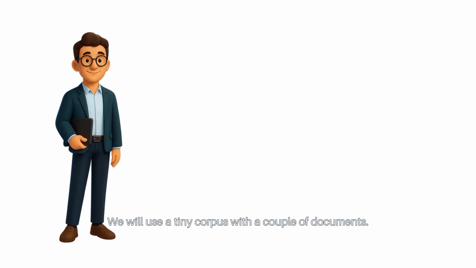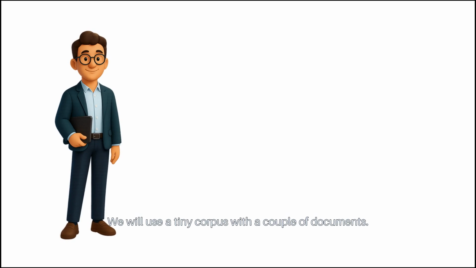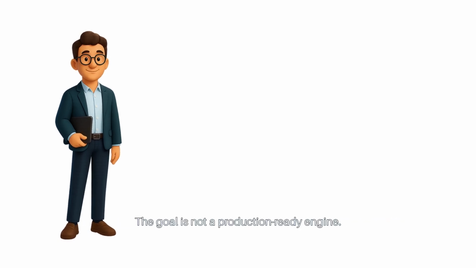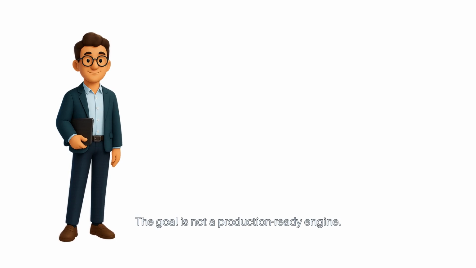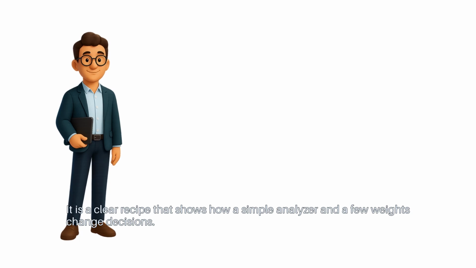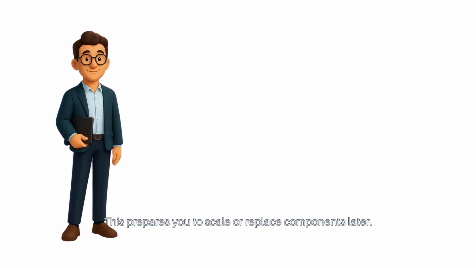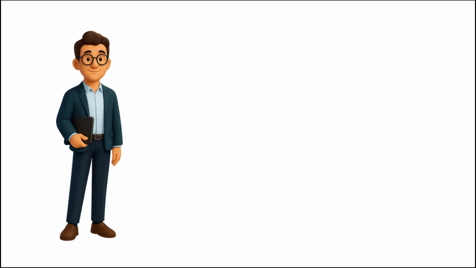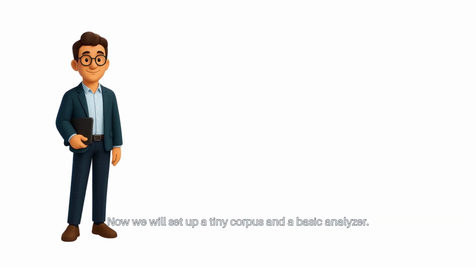We will use a tiny corpus with a couple of documents. We keep the example consistent so you can reason about changes. The goal is not a production-ready engine. It is a clear recipe that shows how a simple analyzer and a few weights change decisions. This prepares you to scale or replace components later. Now we will set up a tiny corpus and a basic analyzer.